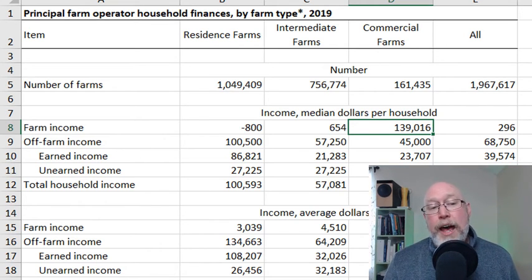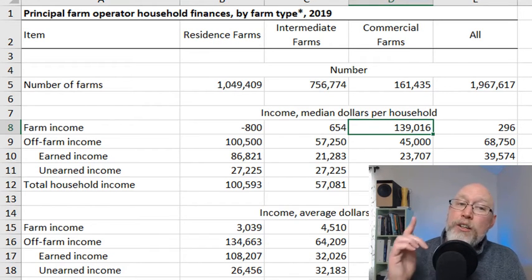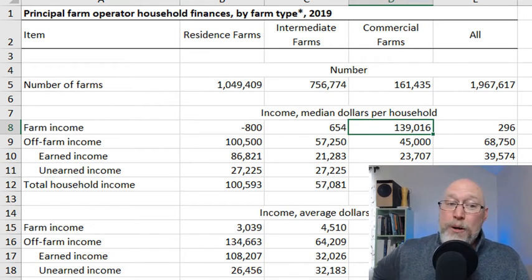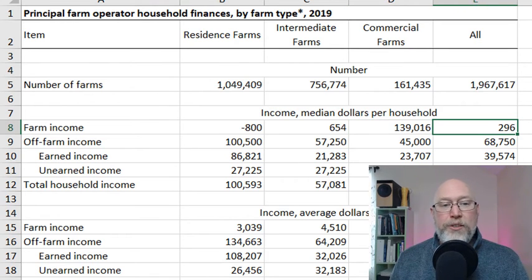These farms have a nice, big, healthy $139,000 a year median farm income. Hey, that's awesome. That's making some serious bucks right there. This kind of farm is worth operating. So, half of them made more than $139,000 in 2019. That's fantastic. Now, if you break those numbers down for all farms, you see that the profit for all farms, all these 2 million farms, was $296.